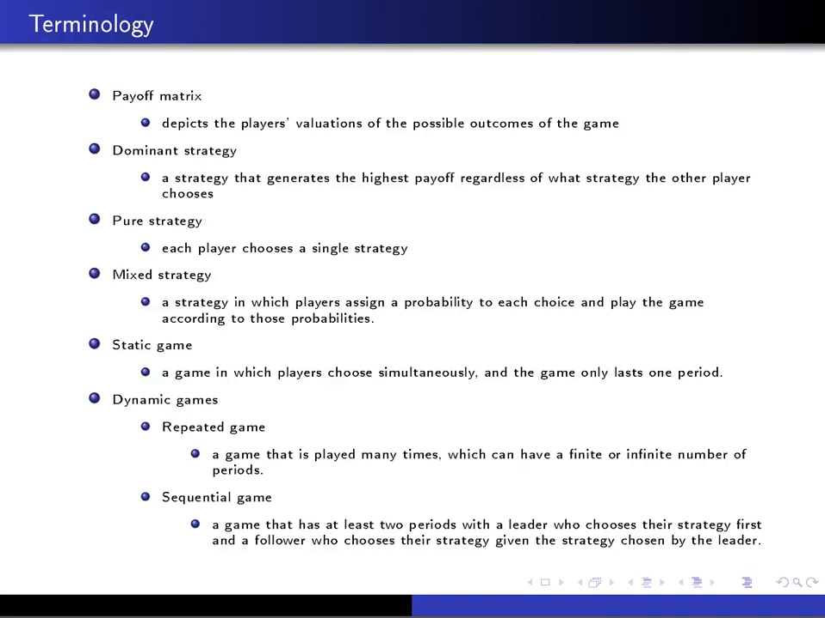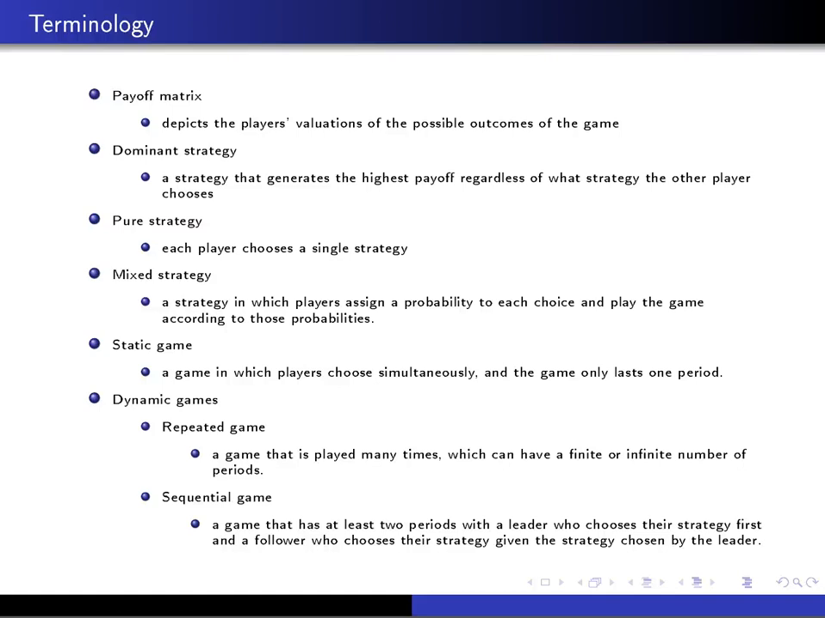A pure strategy is a strategy that each player chooses and they stick with that strategy. A mixed strategy is a strategy in which players assign a probability to each choice and they play the game according to those probabilities. A static game, which is sometimes called a one-shot game, is a game in which players choose their strategies simultaneously and the game only lasts one period.